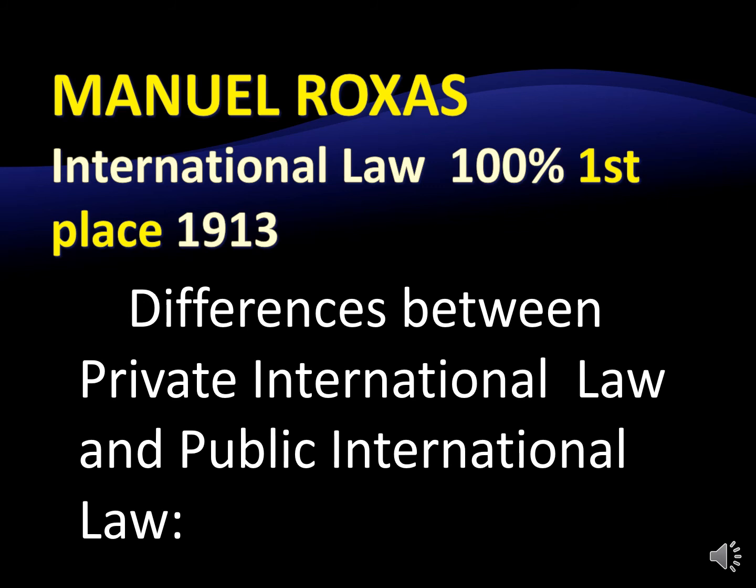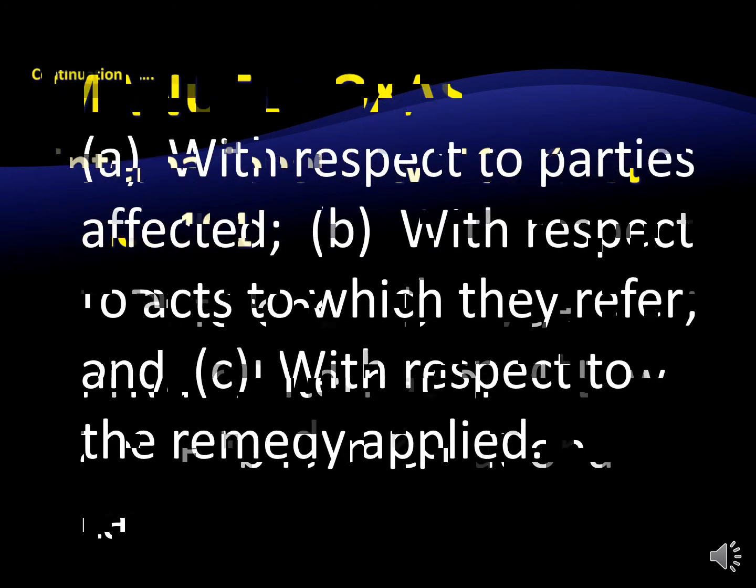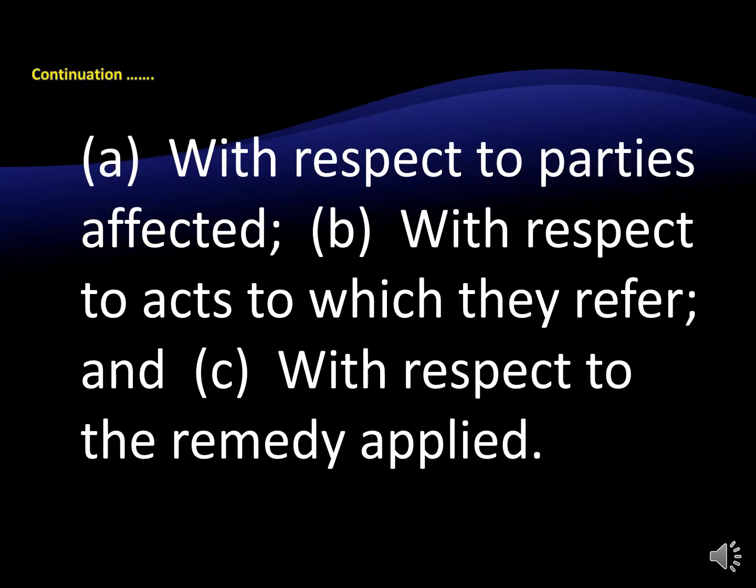This is another way by which you could distinguish. So the question asked of Roxas was this: differences between private international law and public international law with respect to parties affected, with respect to acts to which they refer, and with respect to the remedy applied. So there are three areas of distinction which he must now explain. How did the late President Roxas do that? How was he able to come up with an answer that's easy to read insofar as the examiner is concerned? This is what he has done.